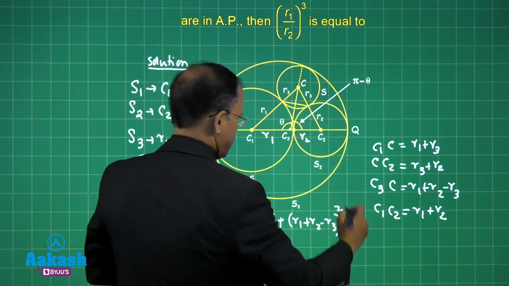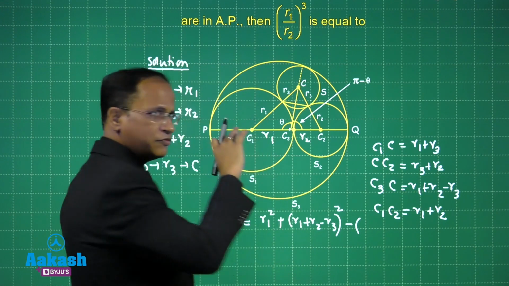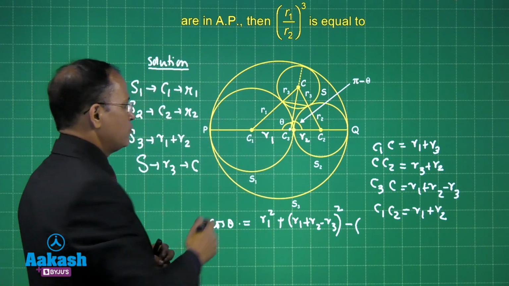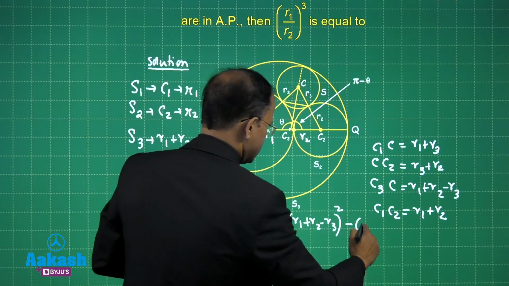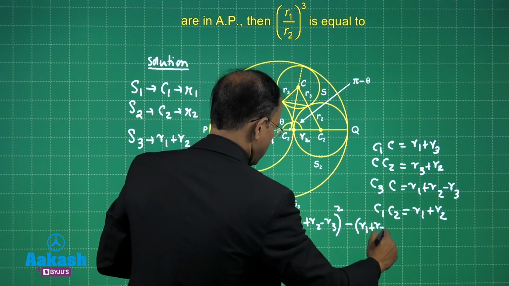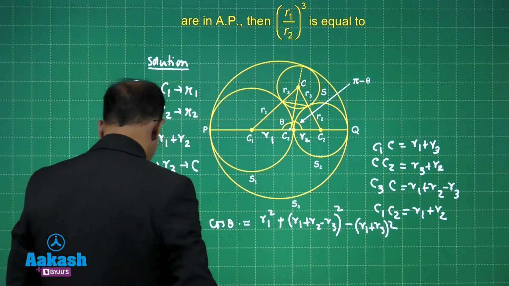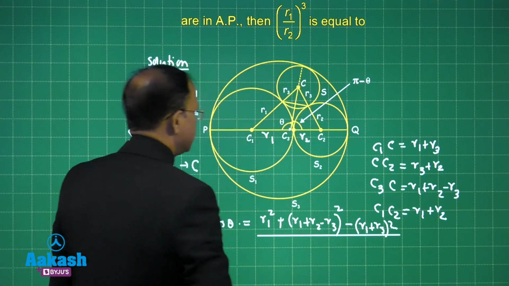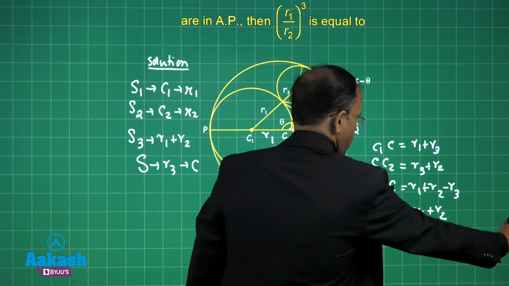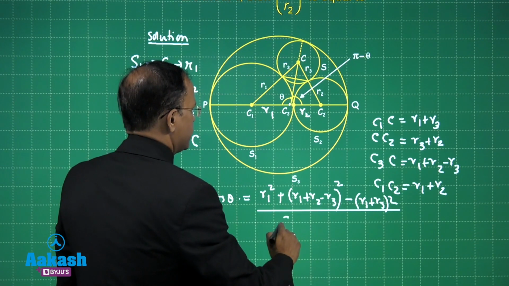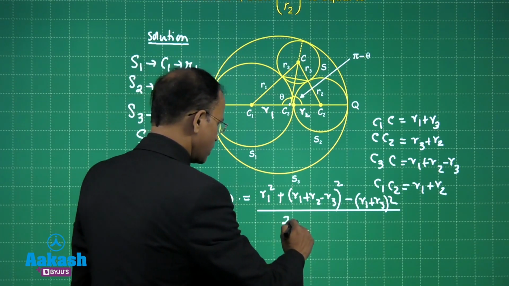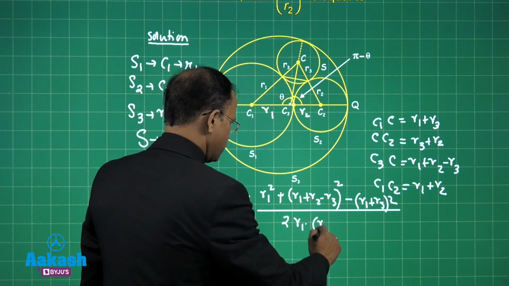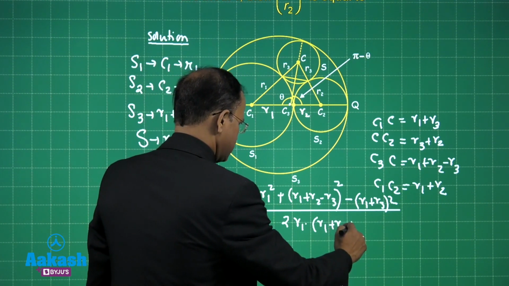we have minus C square, if you compare with that formula, which is R1 plus R3 whole square, divided by twice of R1 times R1 plus R2 minus R3.